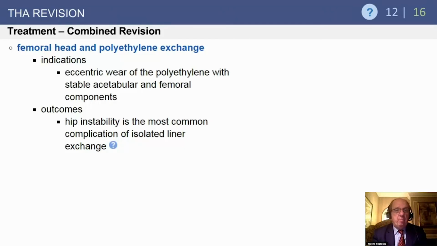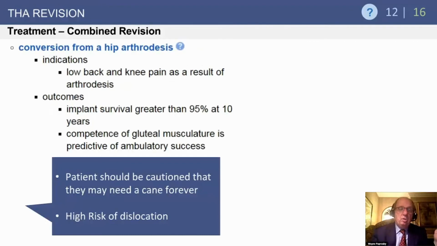We have femoral head and polyethylene exchanges. These are indicated with a stable acetabular and femoral component when there's eccentric polyethylene wear, progressive wear, and the development of osteolysis. We have to have serial radiographs to document that there has been progression. One of the most common complications is hip dislocations. Even though it didn't dislocate the first time, isolated liner exchange has a high incidence of instability. You must determine whether or not the acetabular component is in the correct position, and you have to be prepared to change it.